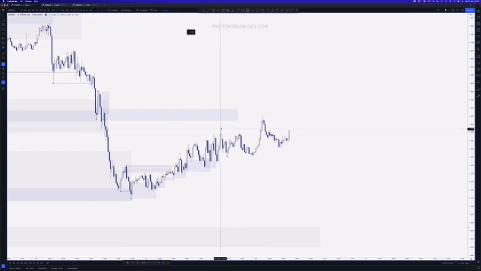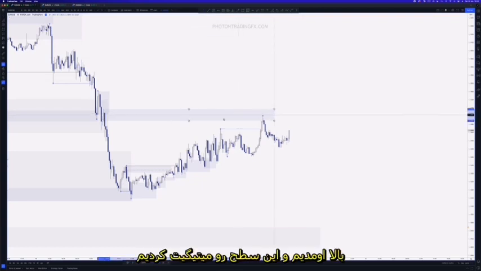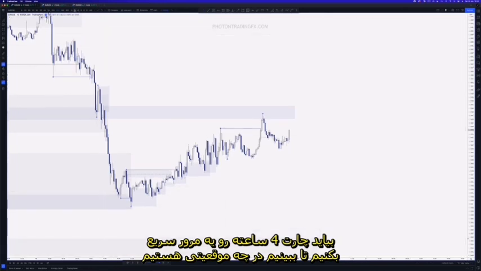I wish there was a shortcut for this dot tool. Okay, so that's the range we're playing within. Come up, mitigate this level. Okay, so let's have a quick reminder of the 4-hour chart, see where we're at.